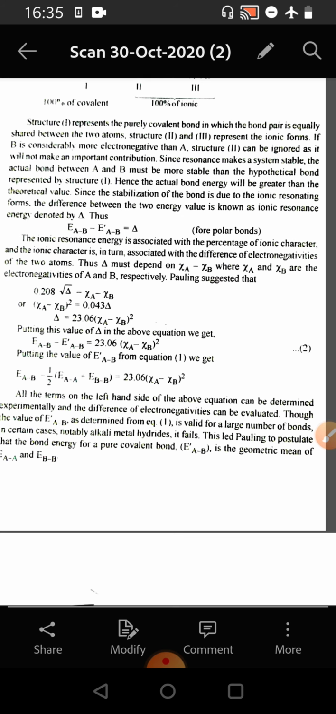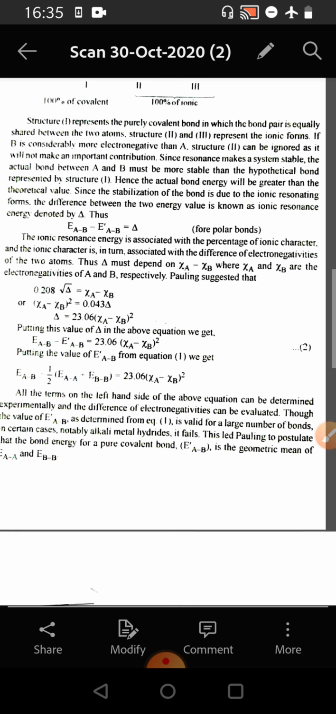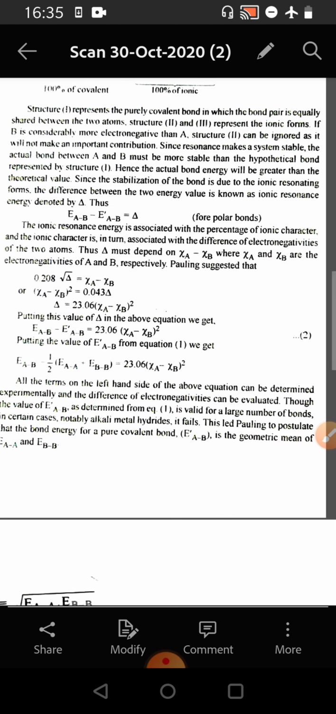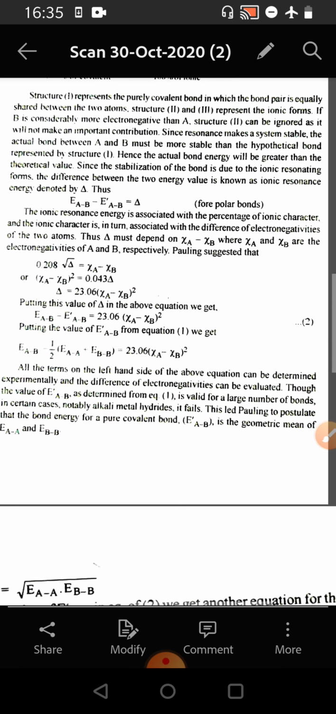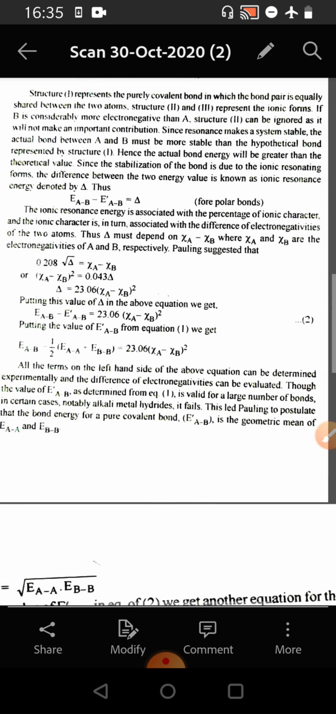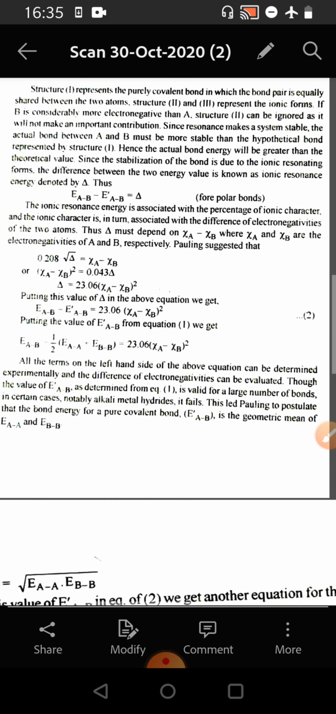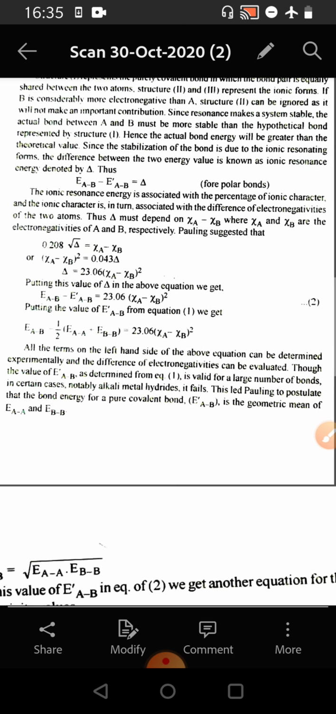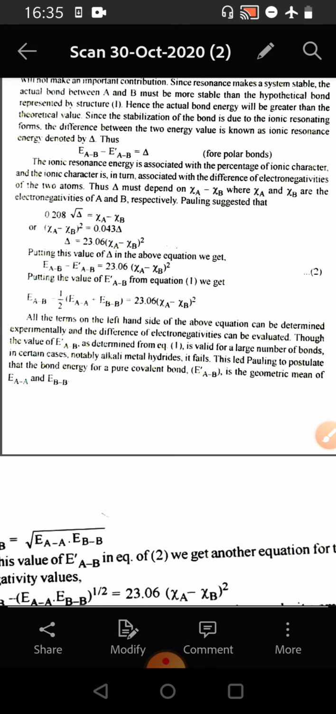the actual bond between A and B must be more stable than the hypothetical bond represented by structure 1. Hence, the actual bond energy will be greater than the theoretical value. Since the stabilization of the bond is due to the ionic resonating forms, the difference between the two energy values is known as ionic resonance energy, denoted by delta. Thus, EAB minus E' AB is equal to delta. The ionic resonance energy is associated with the percentage of ionic character, and the ionic character is in turn associated with the difference of electronegativities of the two atoms.